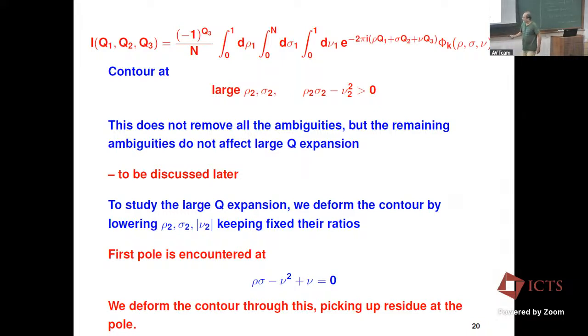Okay, so you see where you hit the first pole. So this is the first pole that you encounter as you are lowering the contour. So what we do is that we deform the contour through this pole, and in that process we pick up a residue at the pole, right? So the original integral you can now write as a new integral where the contour has gone below this pole, plus the residue at the pole.